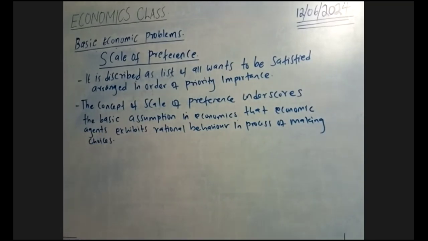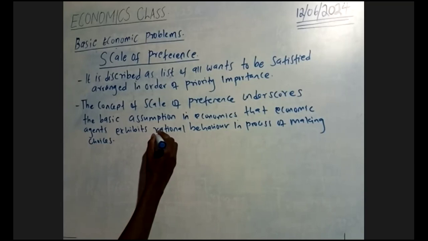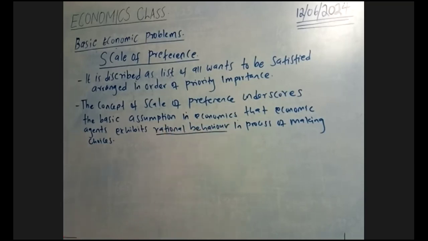Now it is based on the assumptions of the economic agent who exhibits rational behavior. Remember, when you talk about rational behavior, we talked about it in the other class. This is a behavior where a person tries to do something that benefits them. So any person who is rational in nature will tend to do something that satisfies their need first.